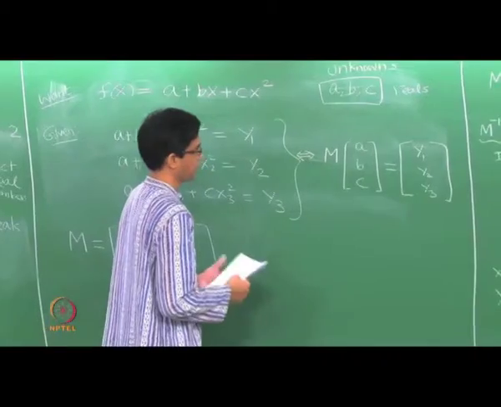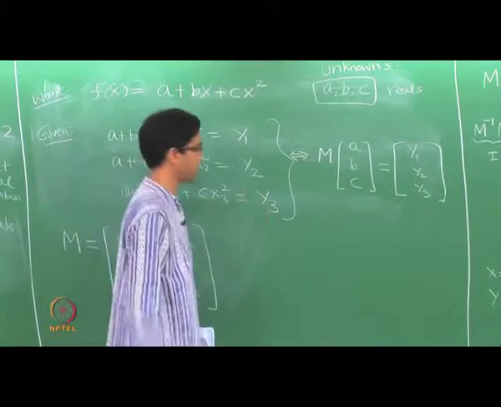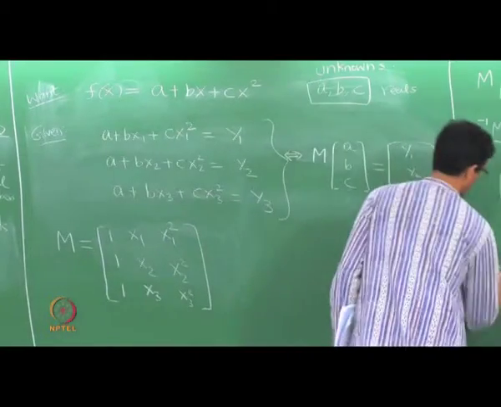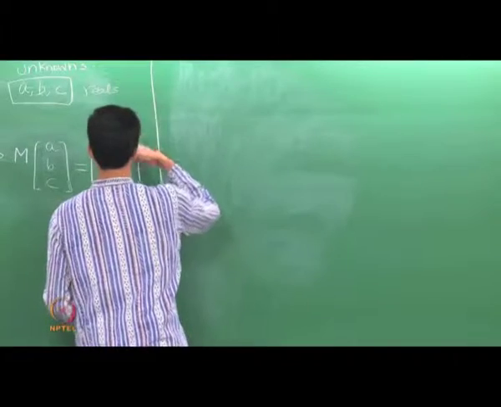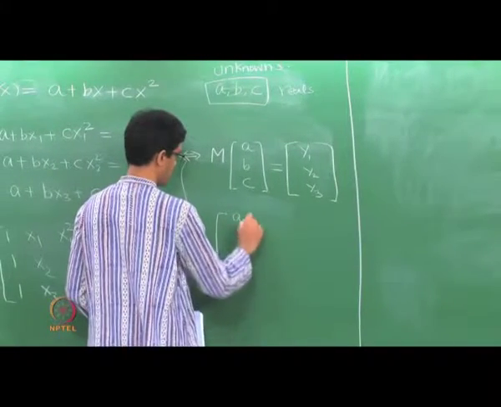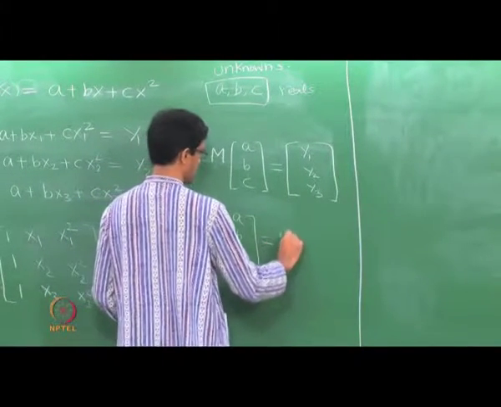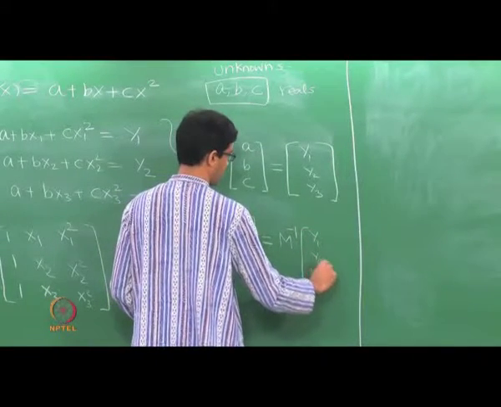And now all we are required to do is try doing the same thing as before, which is to multiply both sides by the inverse of M. So this equation can be solved as follows. The solution A, B, C is therefore just the matrix M inverse multiplied by y1, y2, y3.